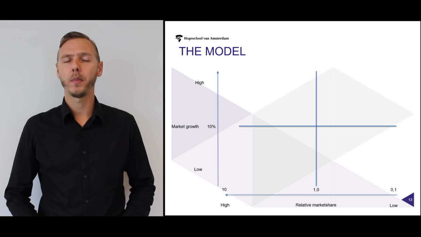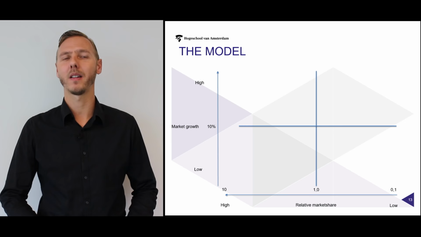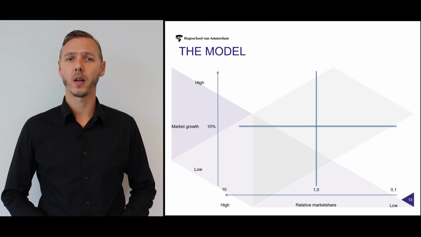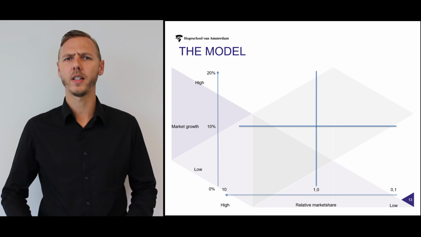Because they had to name a figure. But of course, it depends on which market we're talking about, and this is another con of this model. But again, we have to respect the model as it was invented. So 10% market growth was an average. On the high side we have 20%, and on the low side, obviously, 0%. So this is the basic starting point of your model.